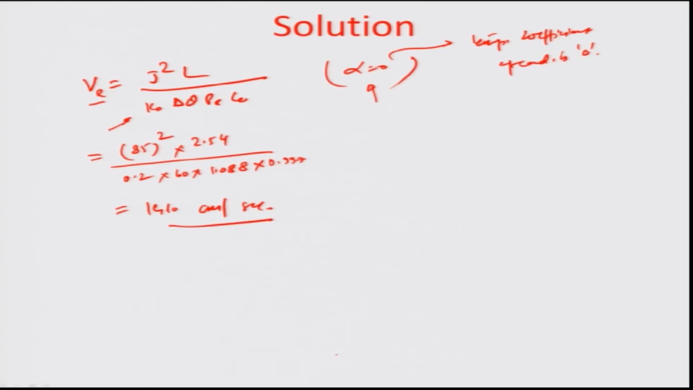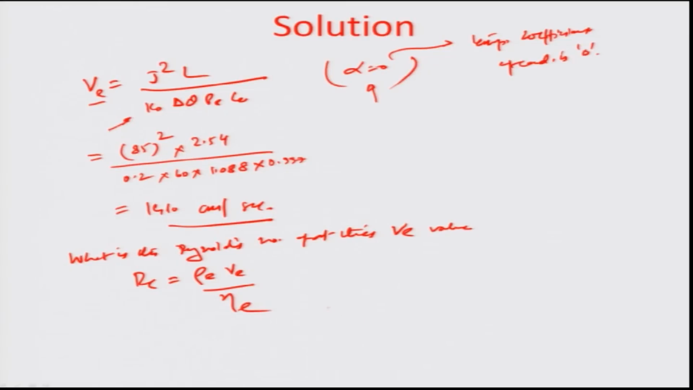So, let us now look at what would be the Reynolds number. What is the Reynolds number at this velocity, at this V value? The Reynolds number Re is again given by the density of the electrolyte times the velocity of the electrolyte divided by the viscosity of the electrolyte times the characteristic dimension, which is twice the equilibrium gap.